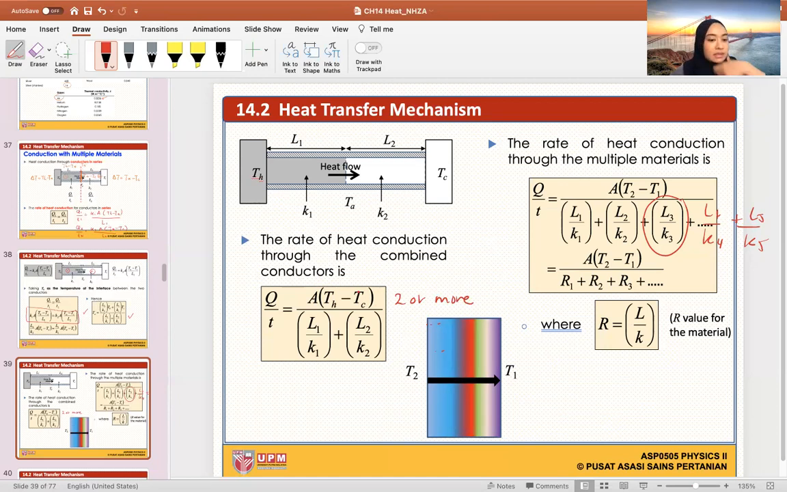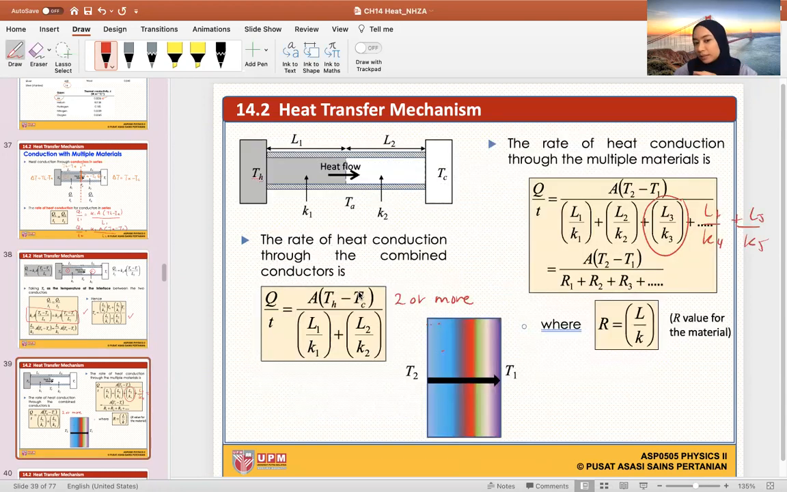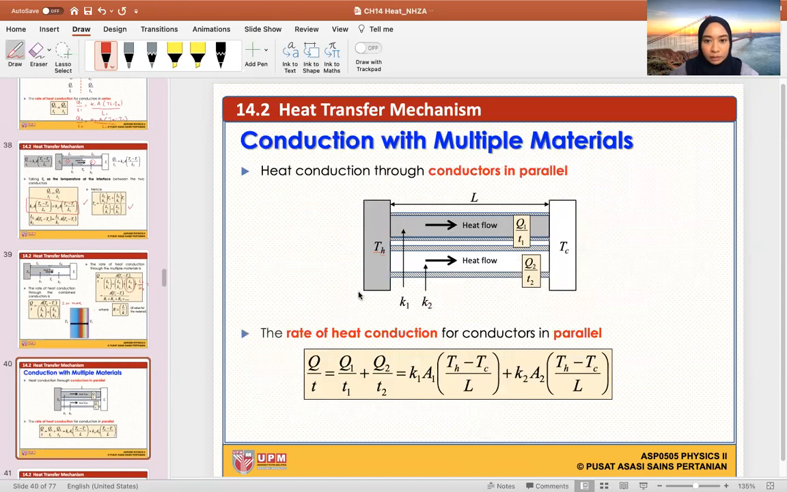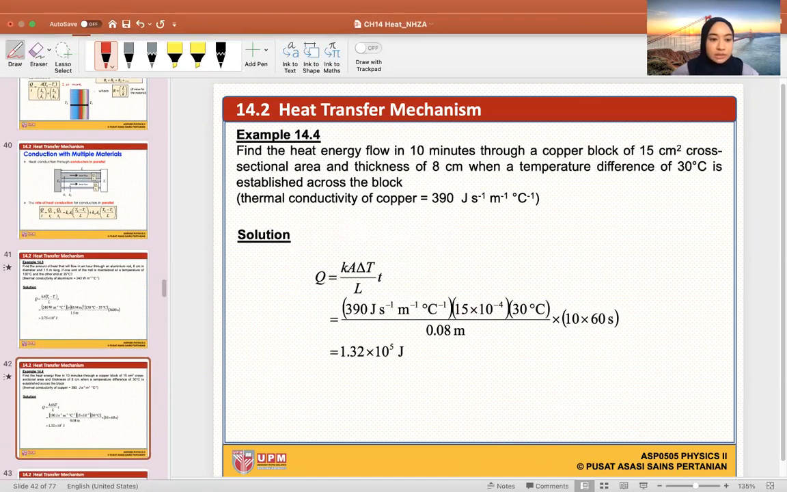Is there a way to make this simple? Sekejap. Saya tak fikir pula nak cara nak simplekan dia. Let me see. So far saya tak nampak lagi cara nak simple dia. If I figure it out, I'll tell you. But for now, please remember those 3 equations. Okay, so we talked about conduction of multiple materials in series. What about, what time is it? Oh, it's already over 4. Okay, so we are going to stop here.